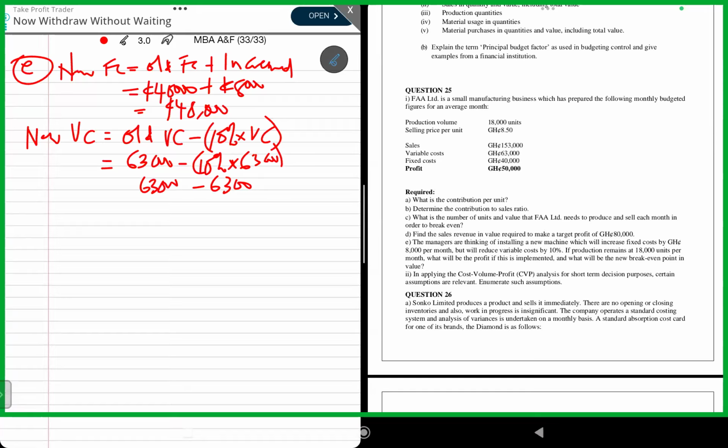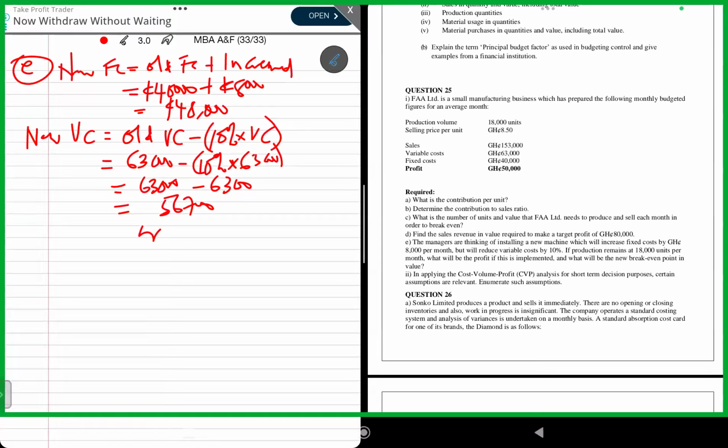There's a shorter method, but I'll use this one also. You have to find 10% of the 63,000 to give us the amount by which the variable cost will be reduced. So what do we have here? 56,700. So this is a long method. Let's look at the other method.